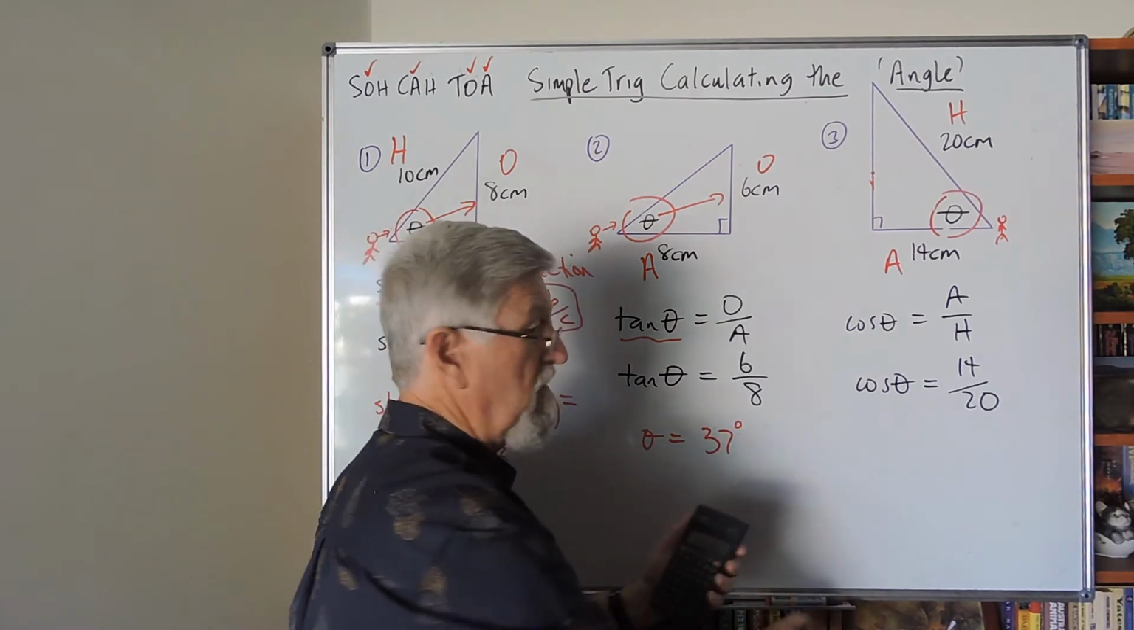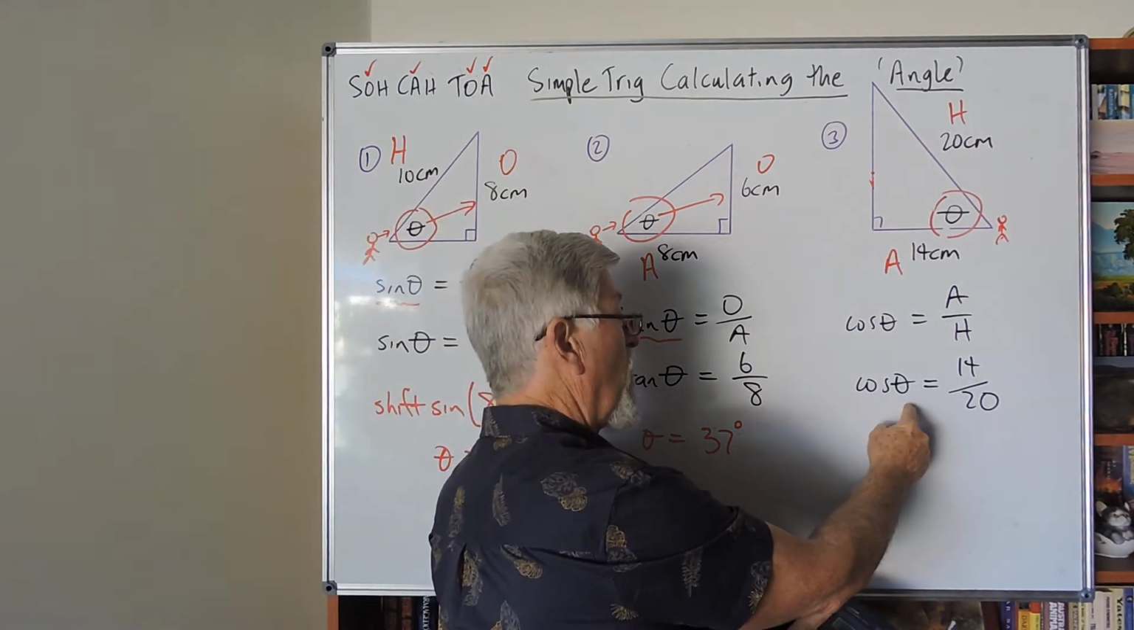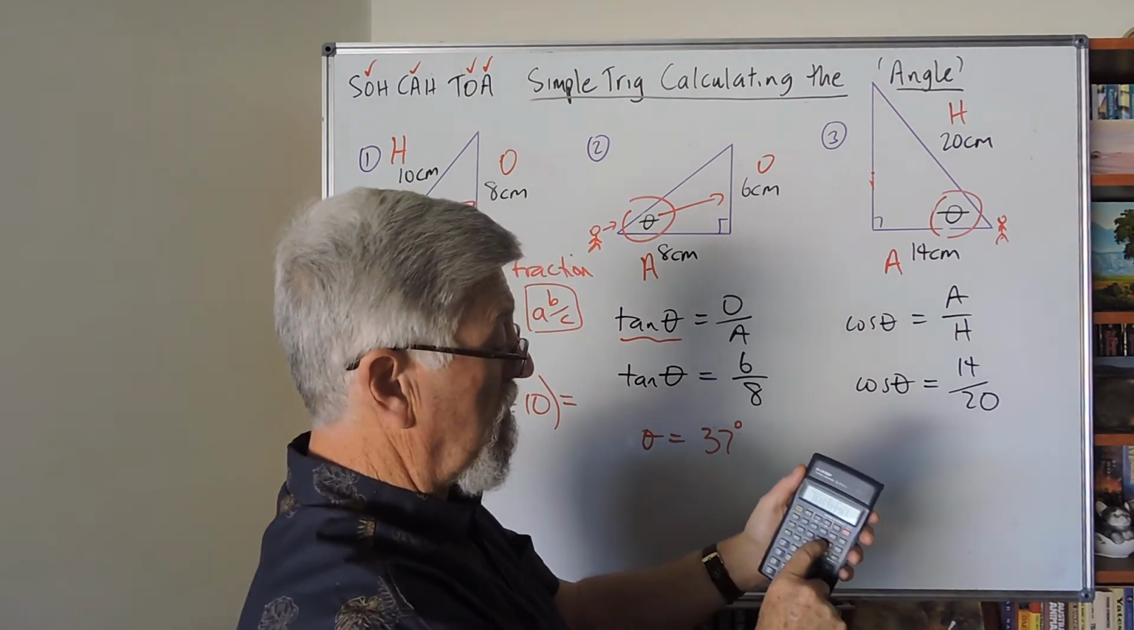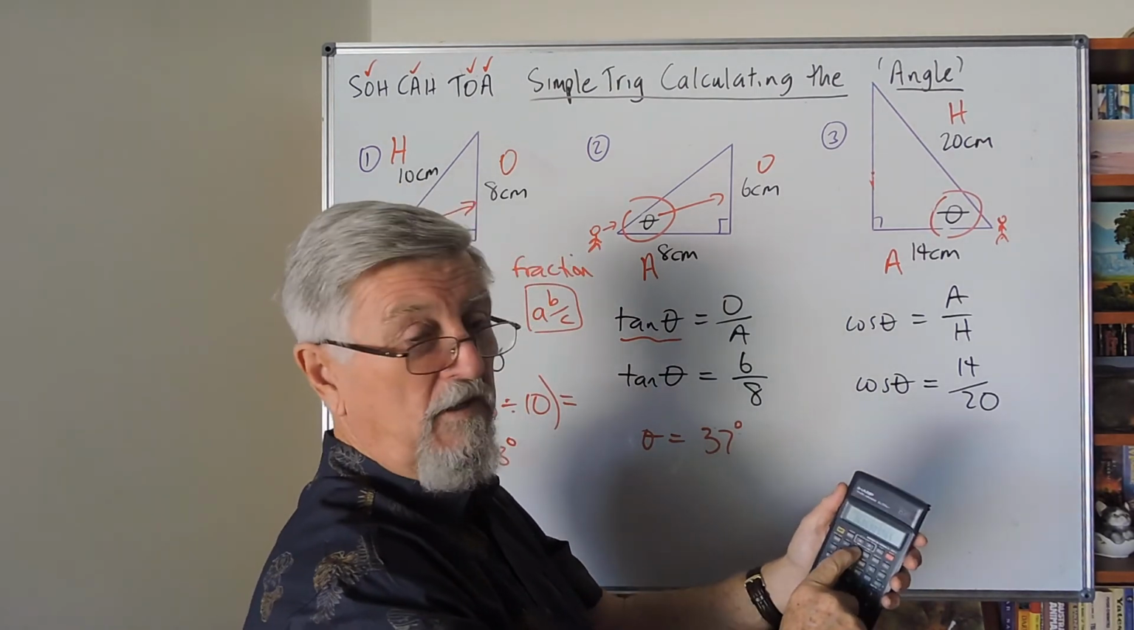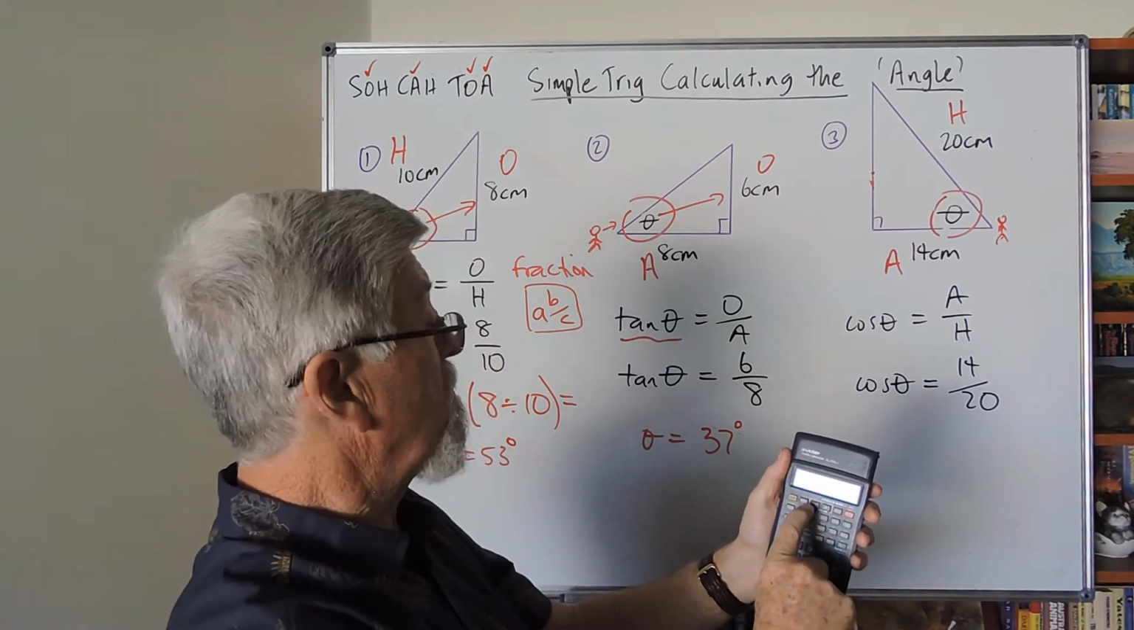One more to go. You can probably even switch the video off now. Want to find the angle for the cos. So I know I've got to use the cos button, but if I press the cos button, that goes all wrong because I'm looking for the angle. So second function, press the cos button.